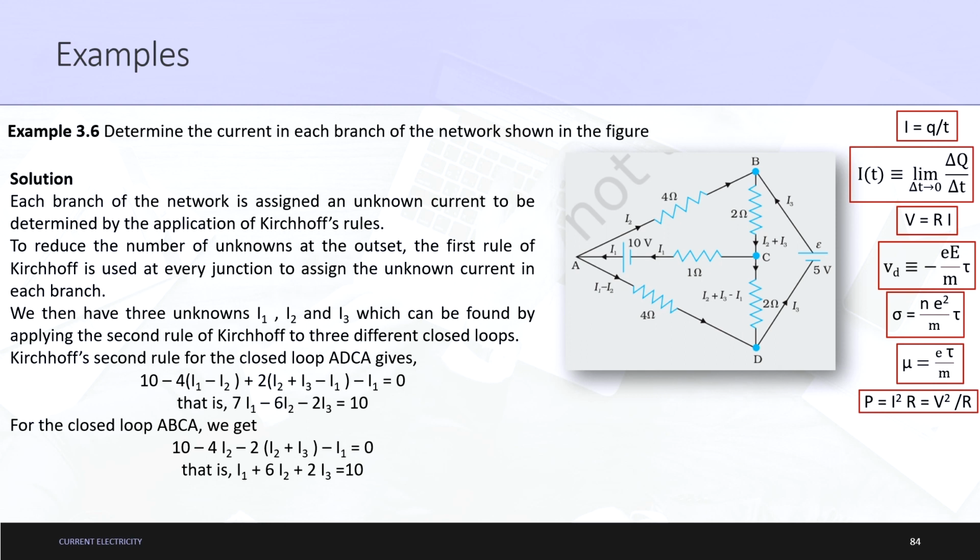Each branch of the network is assigned an unknown current to be determined by the application of Kirchhoff's rules. So, let us suppose first of all that the current going away from the battery is I1. Let us suppose the current going through this line AB is I2.